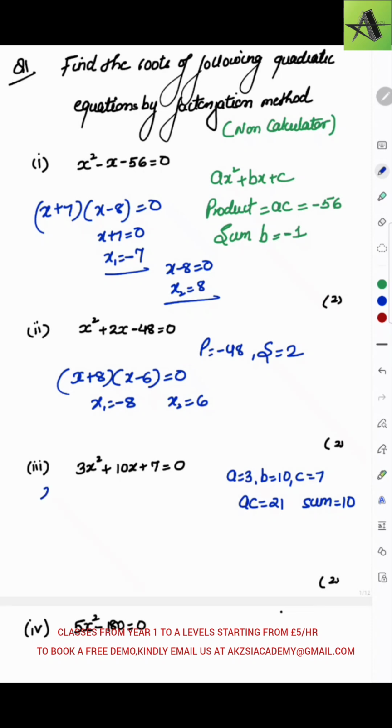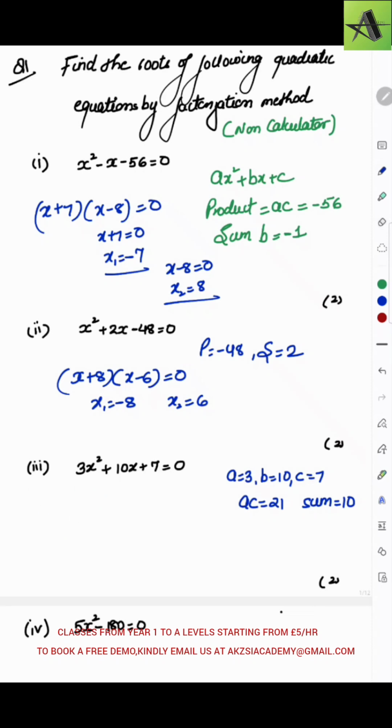I'm starting with 21 and 1. Then I can say the next number that can divide 21 is 3. So 3 and 7. The next number is 7. So yeah, 21 and 1, 7 and 3 are the combinations. And because the product is positive and the sum is positive, that means both numbers are positive. 21 plus 1, 22, no. 7 and 3 are the correct combination.